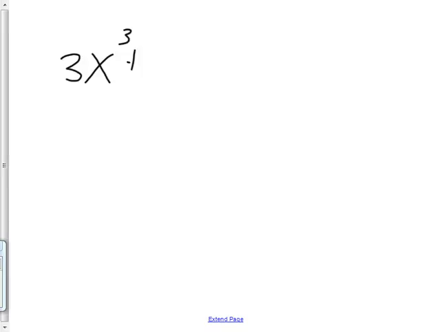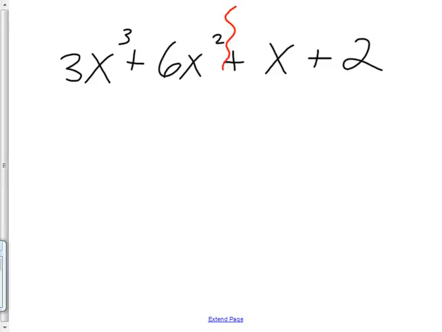3x to the third plus 6x squared plus x plus 2. Try to factor that for me. Use the divide and conquer. Split it down the middle. Some people called it factor by grouping last year. However you want to say it, you should be able to factor this thing. If you haven't picked up your pencil, it makes me nervous. Now utilize it. Get paper, utilize the paper.